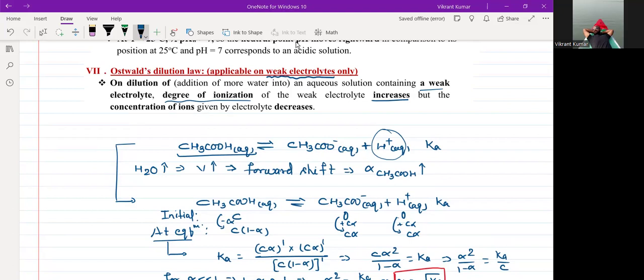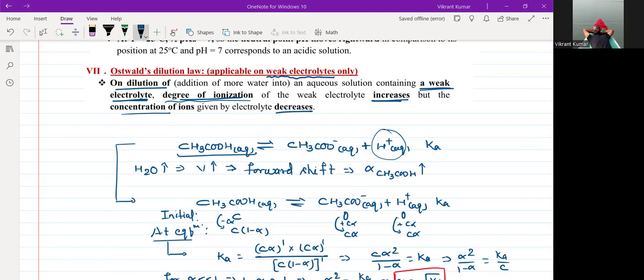Now if you can see the statement, I have written in bold: on dilution of a weak electrolyte, degree of ionization will increase but concentrations of ions will decrease. Is it okay? So this was the statement which I have called Ostwald dilution law. Any doubt in this? Any doubt in this?